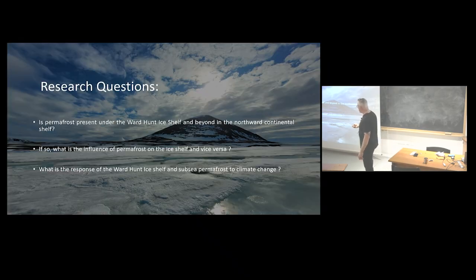So the question is: is permafrost present under this ice shelf, and is it present beyond, in the continental shelf? The continental shelf is the extension of the terrestrial part that goes to a certain depth. Then you have a big talus, and then you go to very deep sea. And this is a PhD project: the influence of permafrost on the ice shelf and vice versa. Eventually, we'll be working on the response to climate change.